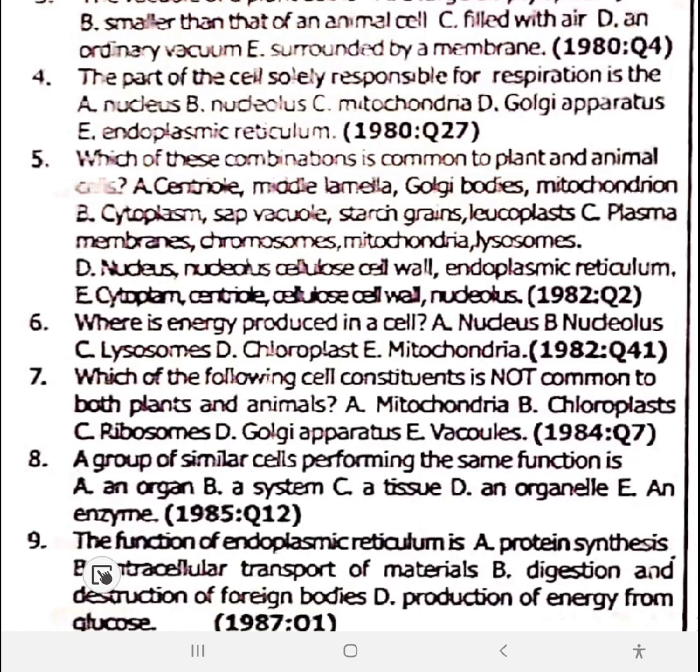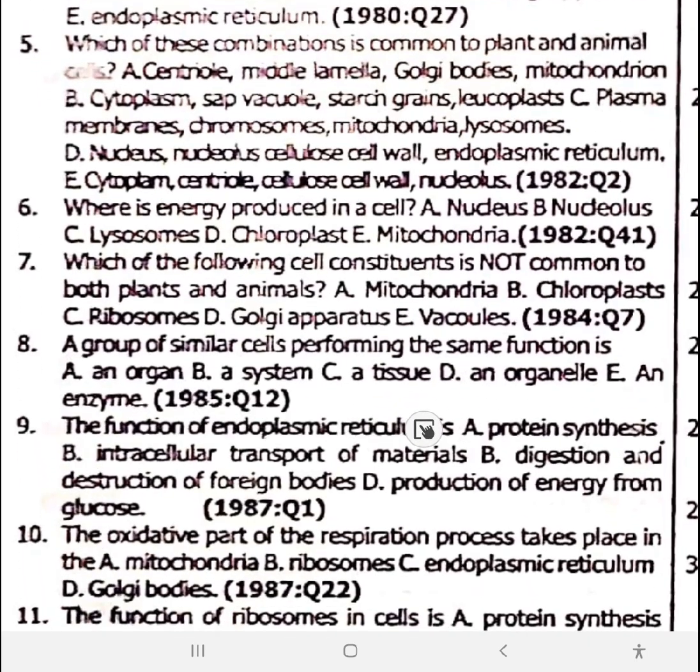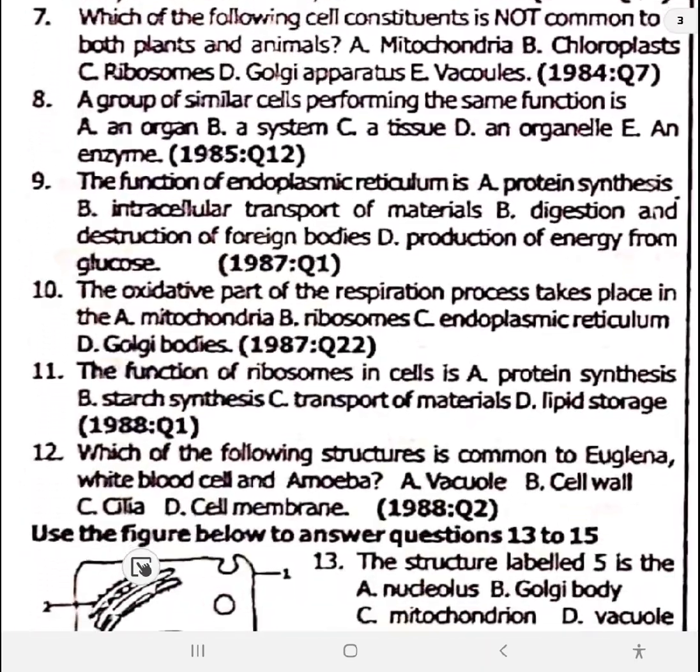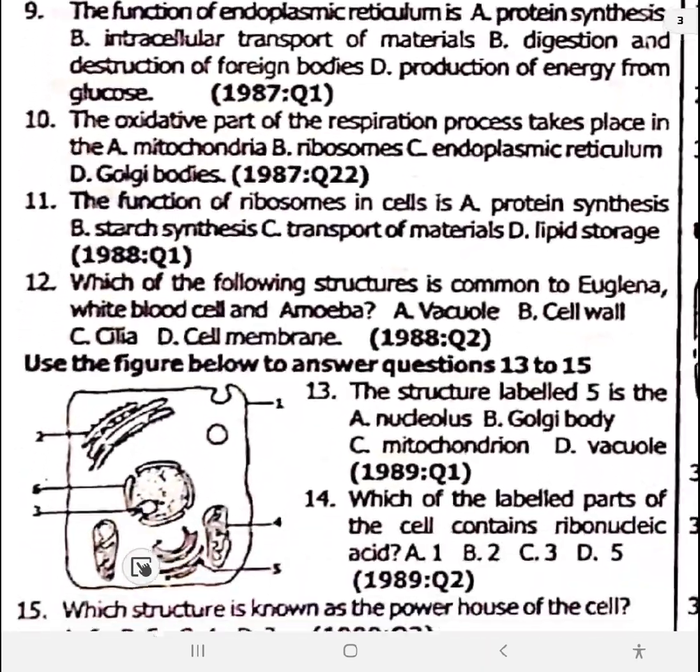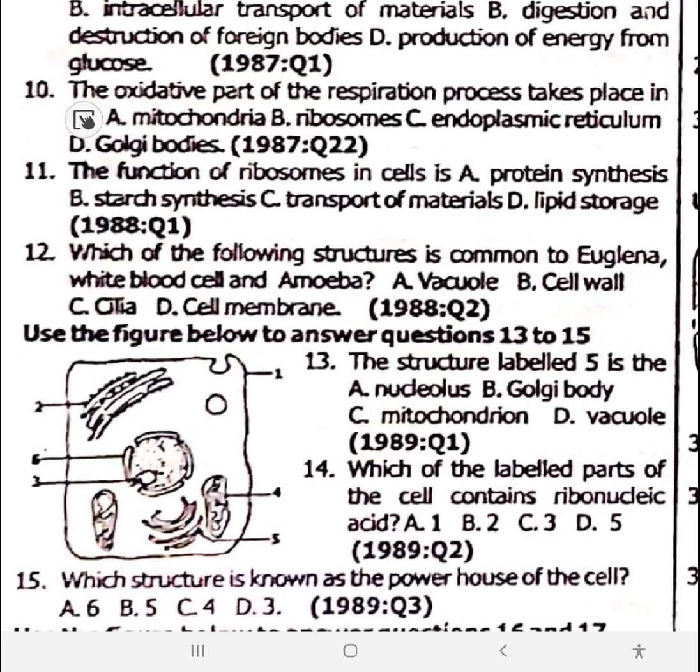Number 9. The function of the endoplasmic reticulum is, which endoplasmic reticulum are they talking about? Is it the smooth or the rough? We'll go with the intracellular transport of material. 9 is option B. 10. The oxidative part of the respiration process takes place in the mitochondria, option A. 11. The function of the ribosome in the cell is to synthesize protein, option A. 11 is option A.